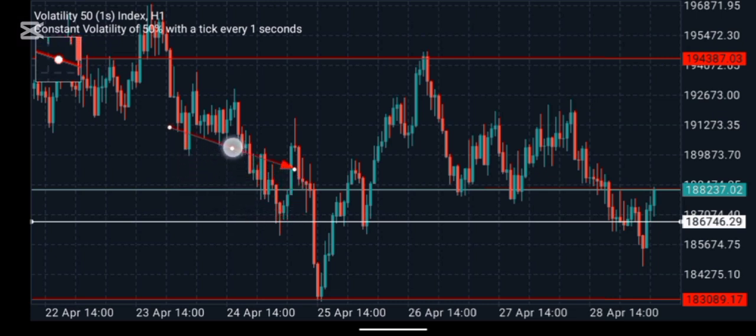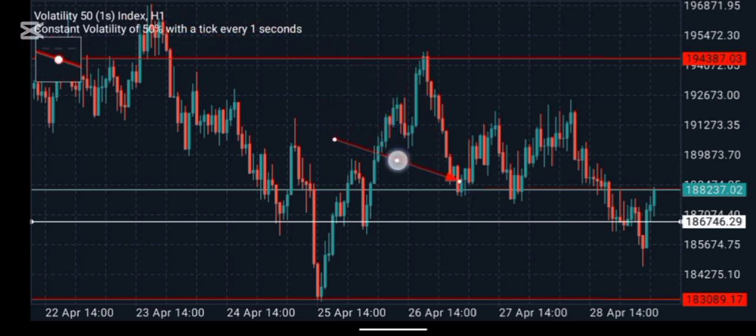So anytime a resistance is being broken, it turns to support. Anytime a support is being broken, it turns to resistance. So now it retested this line, then came up, then retested it again, then went up again. So this is still acting as a support. Good. So it came up here, broke this particular place here. So this place is acting as support. So it came up towards this particular line. This is a very strong resistance.